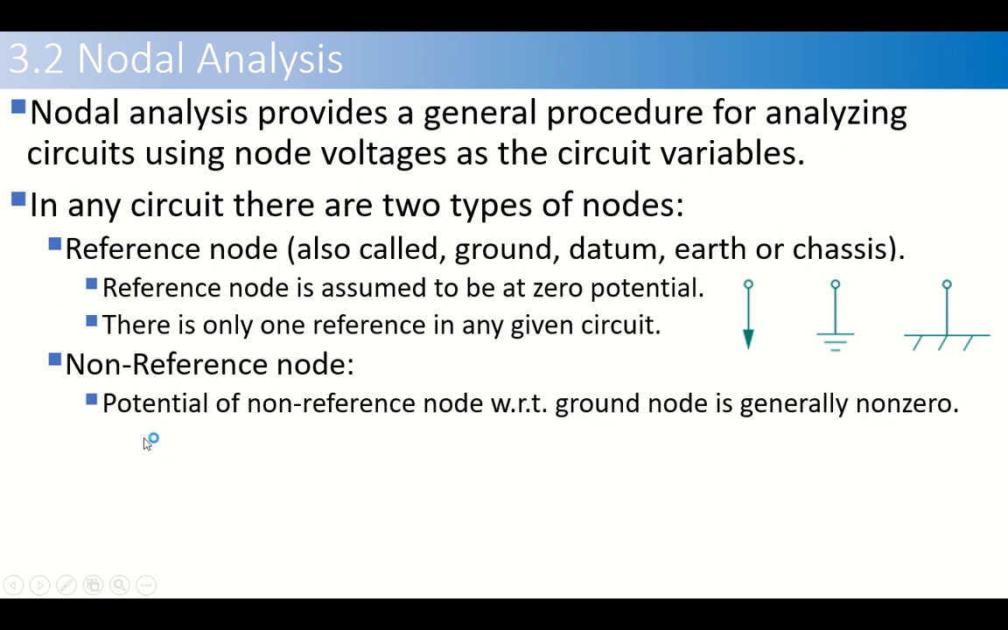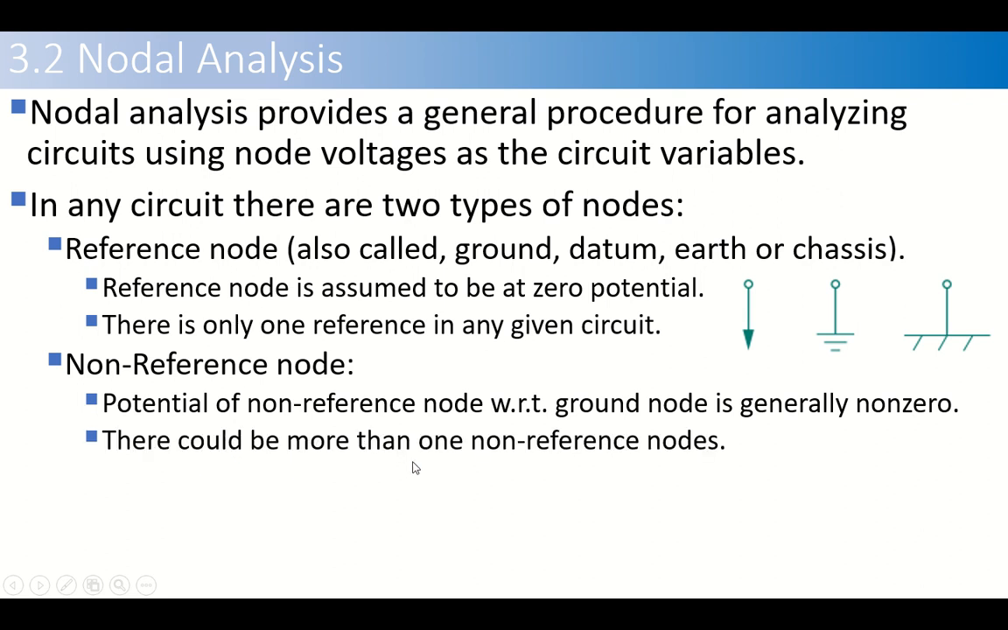The potential of a non-reference node with respect to the ground node is generally non-zero. Obviously, once we have selected the ground or reference node, the other nodes can be labeled as non-reference. The potential or voltage of the non-reference node with respect to ground is generally non-zero, and that potential is known as the node voltage. That is, the potential of a non-reference node with respect to the reference node is known as the node voltage.